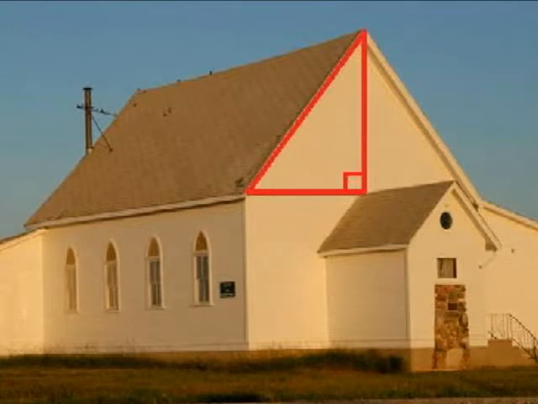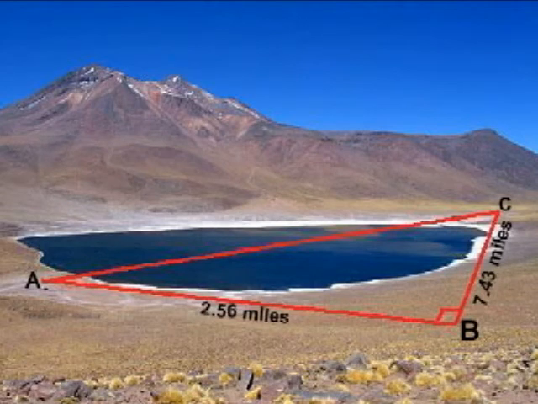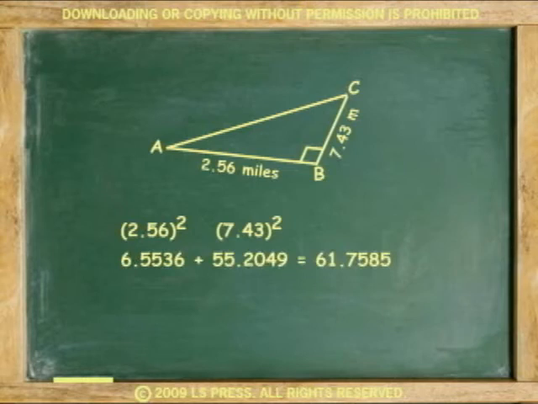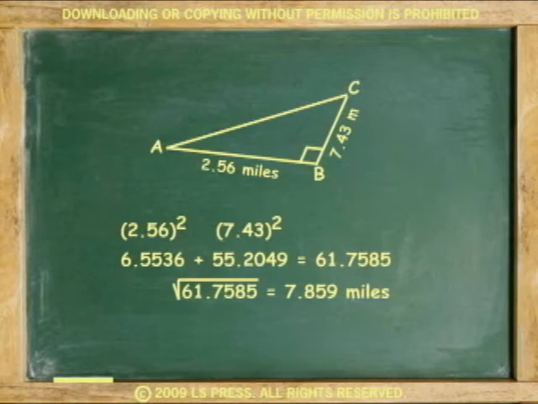It can be used, for example, to compute distances that can't be physically measured. For example, what is the distance AC across the lake? Because measuring a distance using a boat is not very accurate, measuring AB and BC was achieved over land. However, there is no need to measure AC, for it can be computed using the Pythagorean theorem. In other words, square AB, square BC, add AB and BC in the squared form. Find the square root using a calculator and, rounding off, the distance across the lake is 7.859 miles.